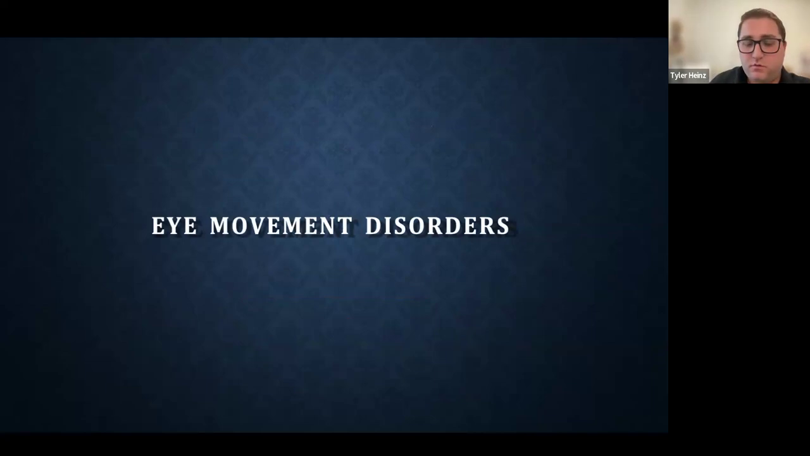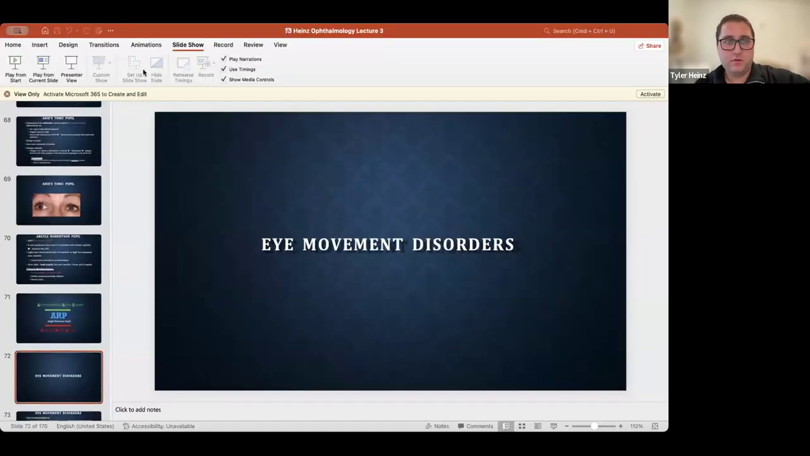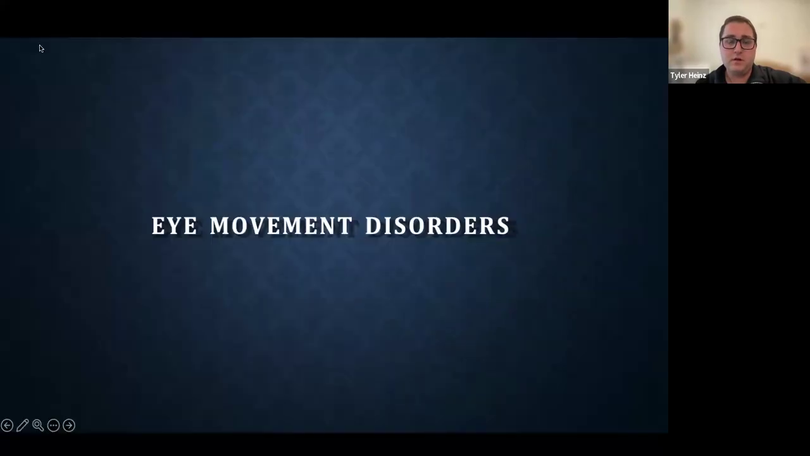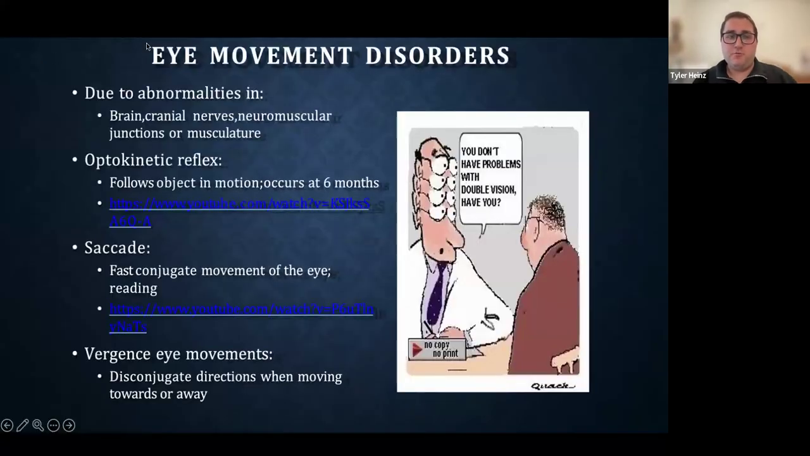So, eye movement disorders. Let's go through these very quickly. They're due to abnormalities in the brain, the cranial nerves, neuromuscular junctions, or the musculature. So you have your optokinetic reflex. You can follow an object in motion, and that's occurring at 6 months old. Now, I'm not going to click these videos. These are more so just for you guys. There's a couple more videos on the next couple of slides. That's just if you want to look more into what we're talking about. But again, not necessary. You're not going to have photos and videos on the test. It's just things for you to understand these eye movements.